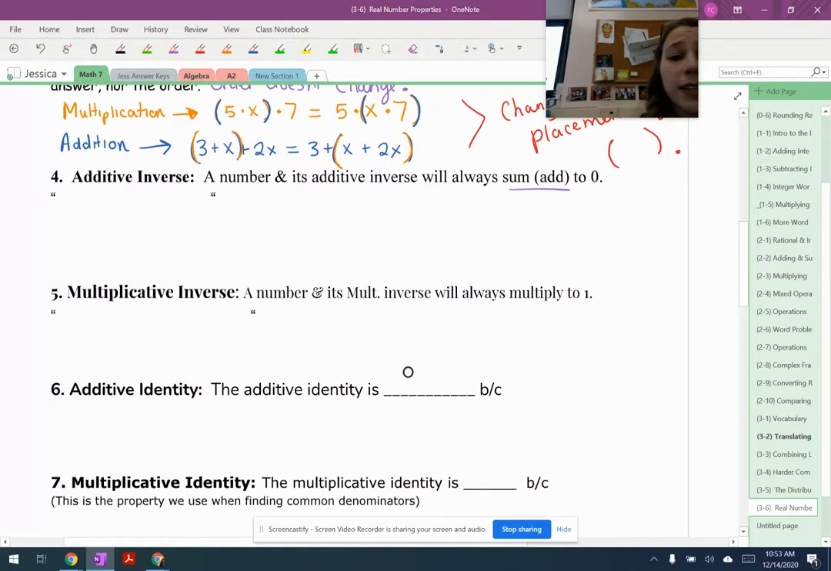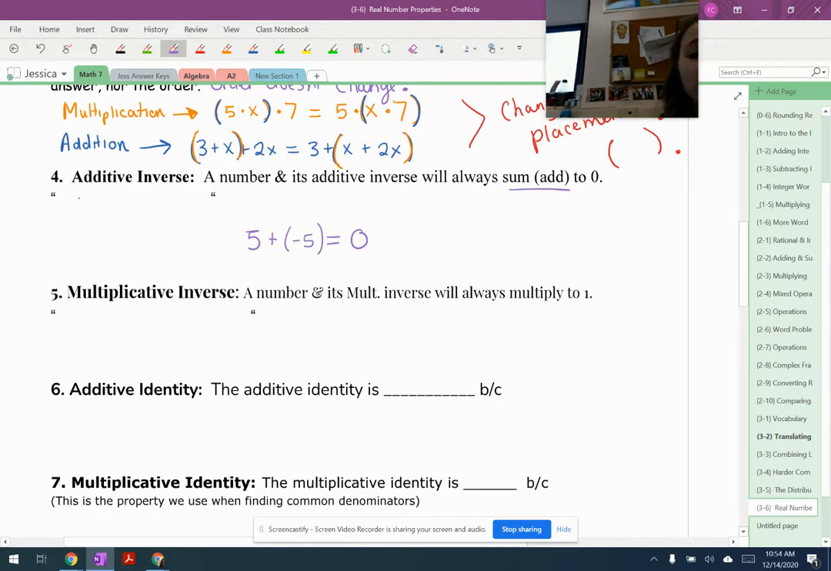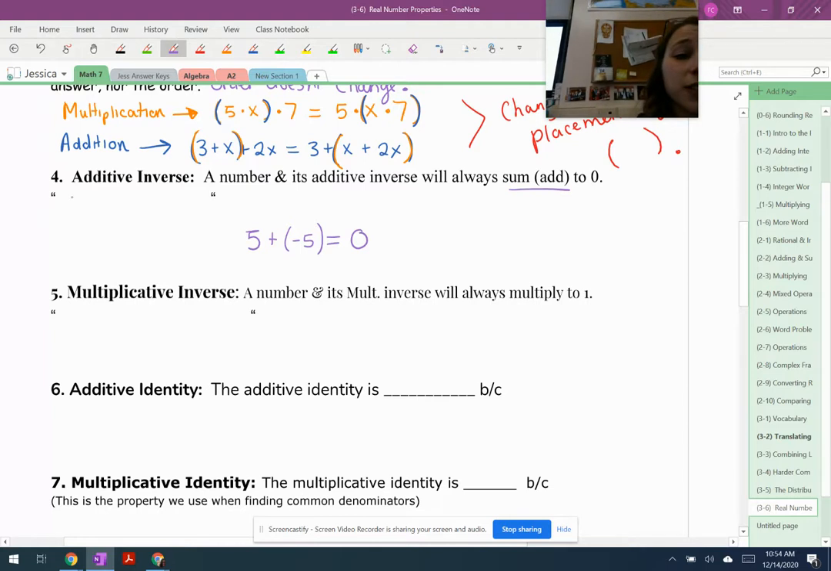So if I take a number like 5 plus what gives me 0? Well, 5 plus -5 gives me 0. So when we're talking about additive inverses, they are simply just opposites. Additive inverses are opposites.